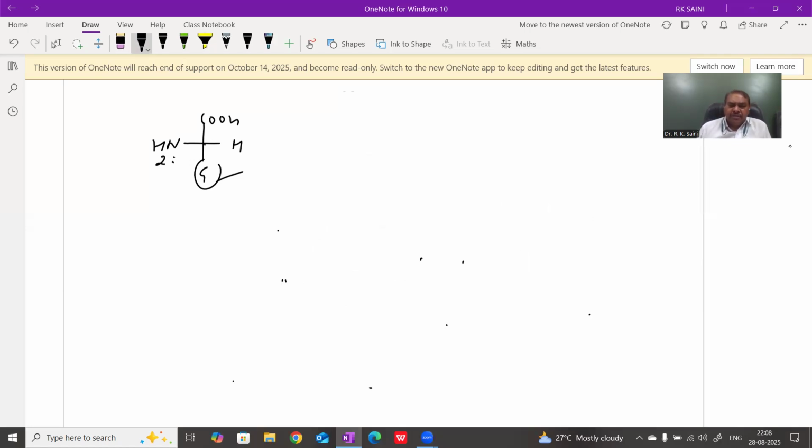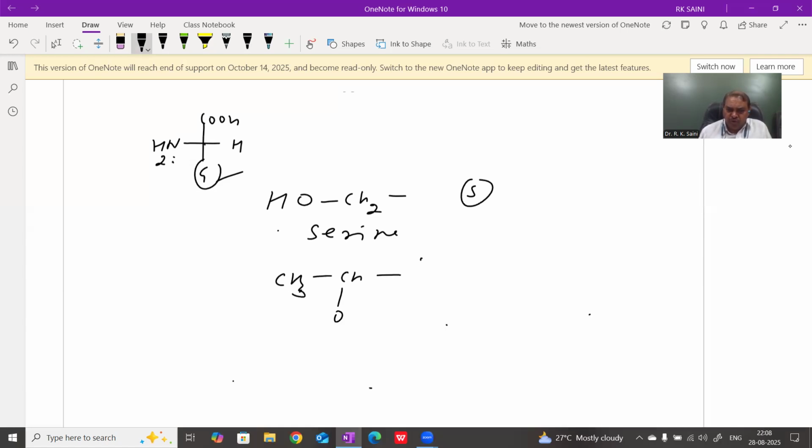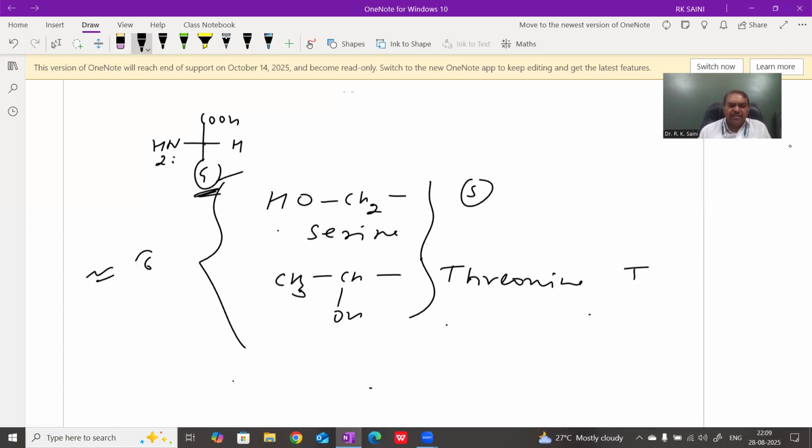Next, learn 3 amino acids which contain alcohol or phenolic group. For example, amino acid serine, denoted by S. Next, amino acid threonine. It also contains alcohol. This group present at the G is known as threonine, denoted by T. They are also slightly acidic and their pH is nearly 5.6.